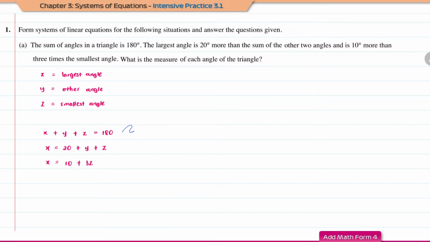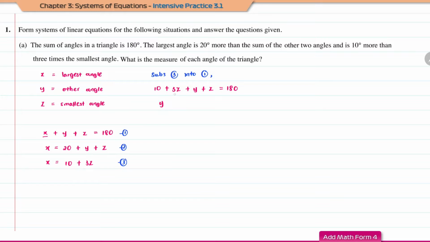Next I'm going to label each of the equations as 1, 2, and 3. I'm going to solve these using the substitution method, using equation 3 and substituting it into equations 1 and 2. The X in equation 1 will be substituted using 10 plus 3Z, plus Y plus Z equal to 180.